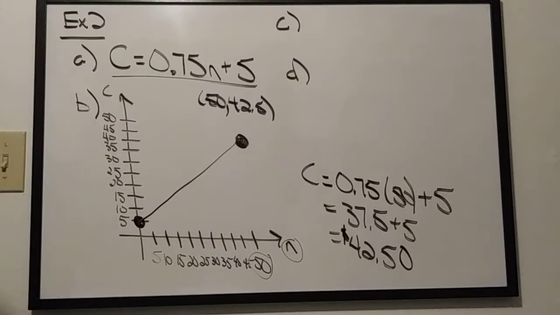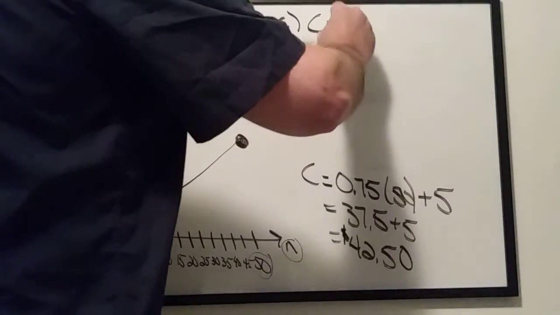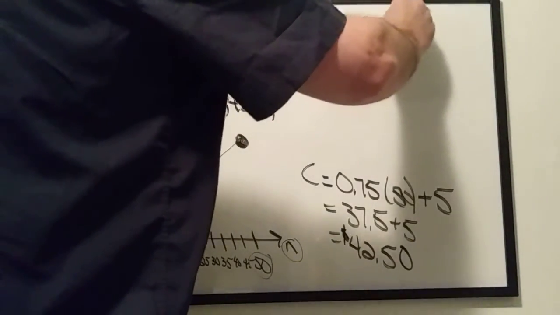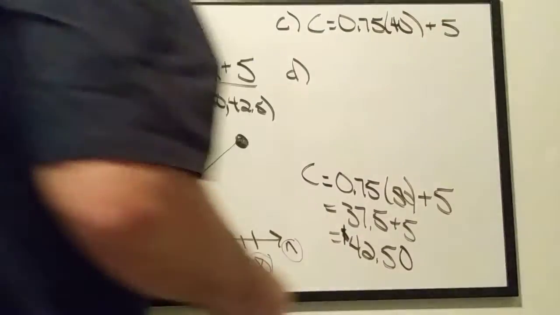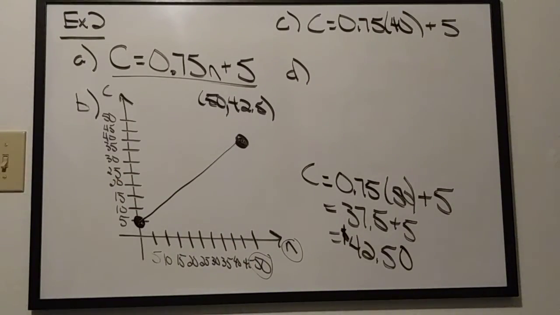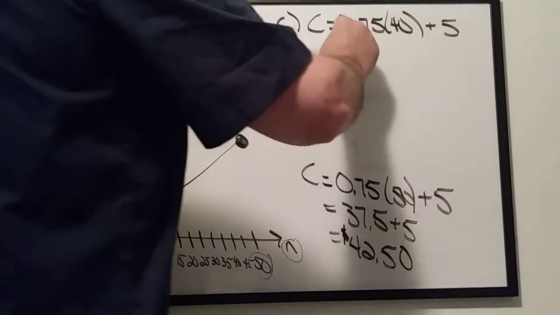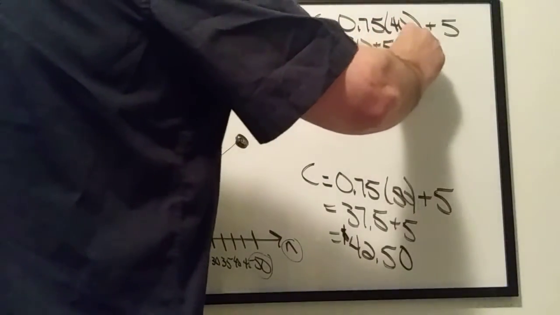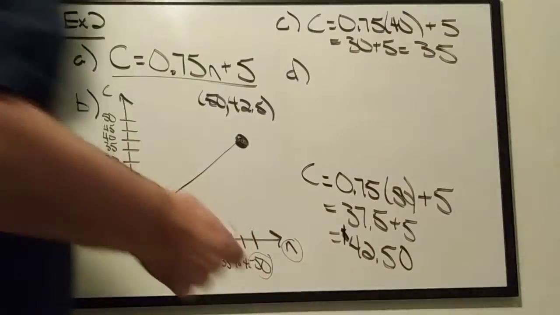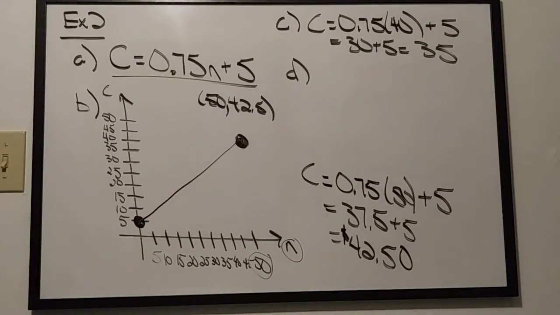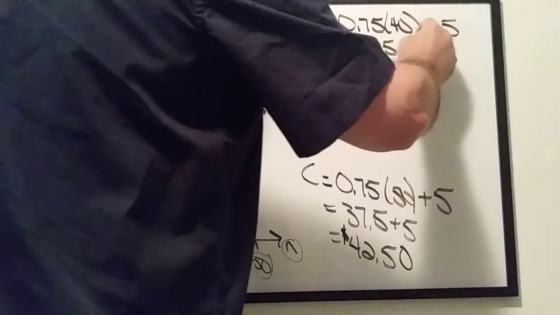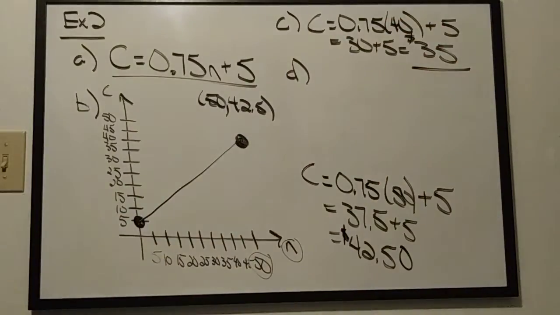Now we're ready to check out part C. Part C is asking us to plug in a different value for n. This time they're asking us to plug in an n value of 40, so we can do that. We'll have C is equal to 0.75 times 40 plus 5. 0.75 times 40 is going to give us 30. Add 5 to that, and we're up to 35. Once again, this is representing money, so we'll throw in that dollar symbol, and we have an answer. The cost for driving 40 miles is $35.